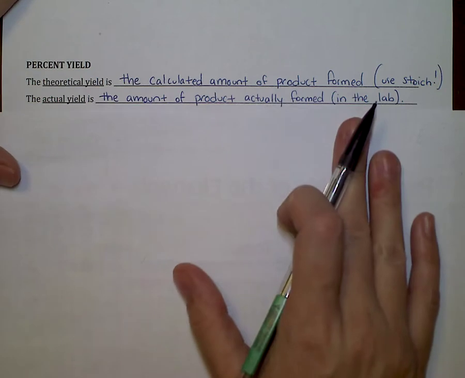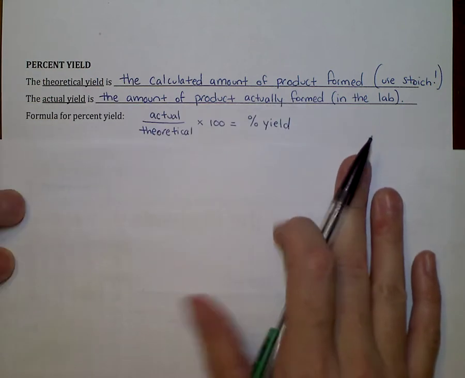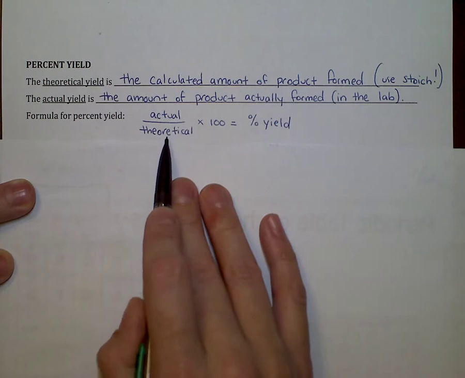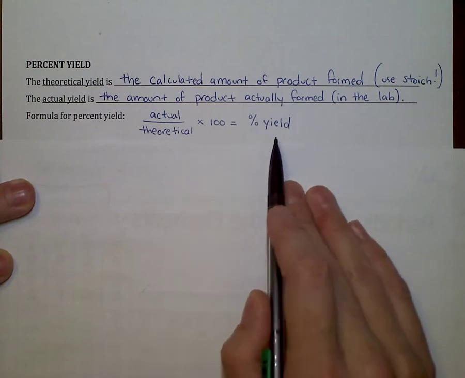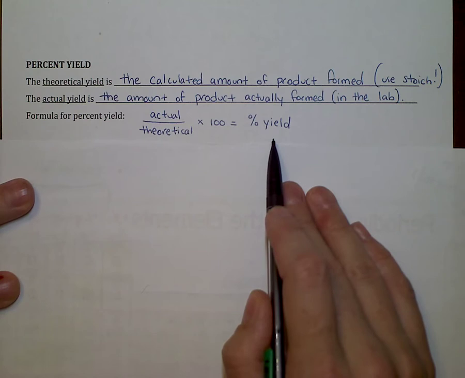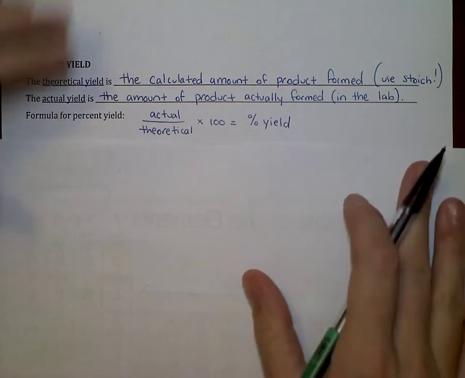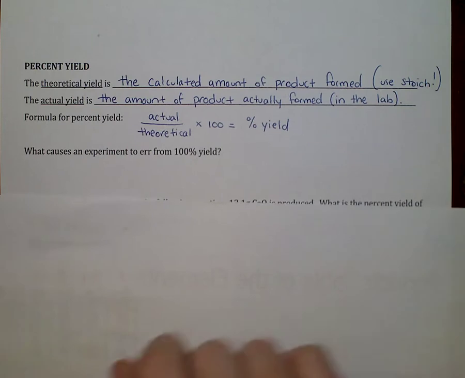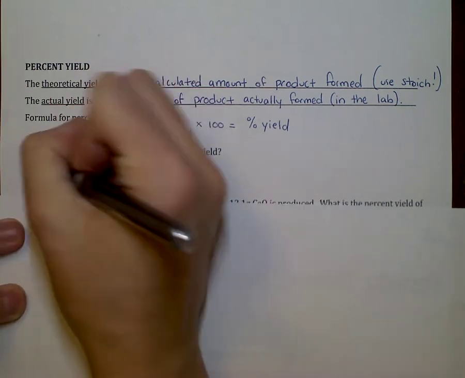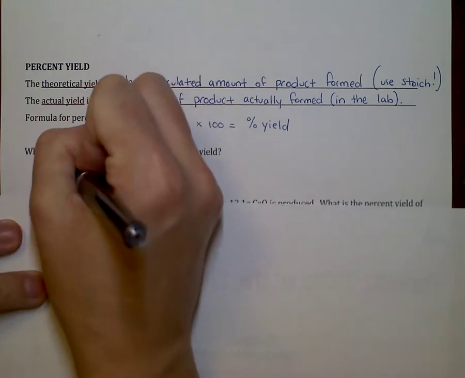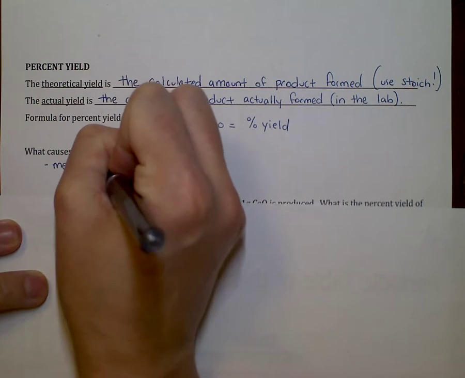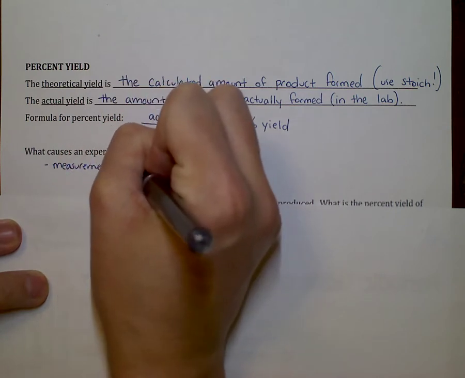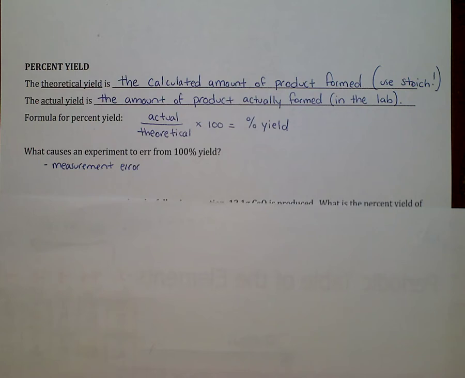So your percent yield has this formula. You take your actual, divide it by your theoretical, and then multiply it by 100, and that's your percent yield. It is possible, by the way, to have more than 100% yield if you accidentally measure things incorrectly. Speaking of which, other things that stray from 100% yield: sometimes you could measure things wrong, right? Obviously, measurement error. Sometimes you think you're weighing out 3 grams when it actually is 3.5 grams or whatever it is.